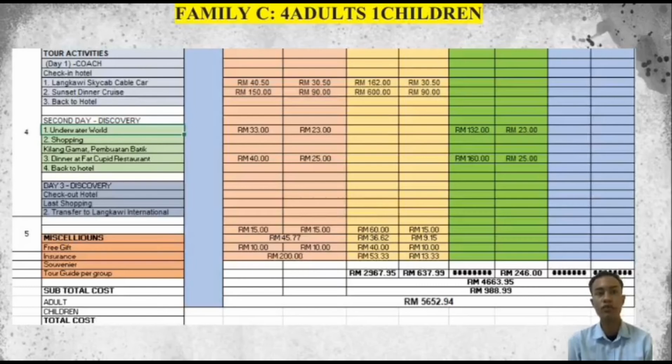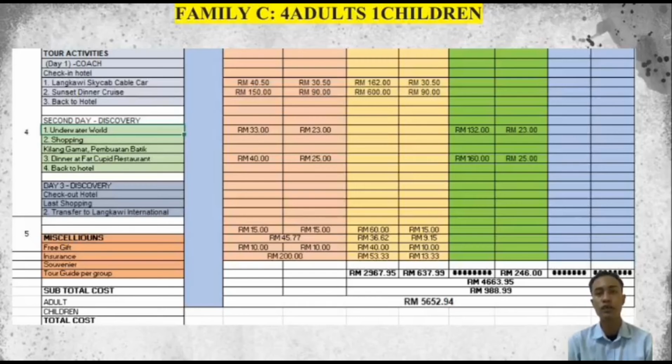And then we have the tour guide per group. We will charge around 200 ringgit, and it is 53 ringgit 33 cents for adults and 13 ringgit 33 cents for children. And the subtotal cost for D1 is 2,967 ringgit 95 cents for adults, and 637 ringgit 99 cents for children.